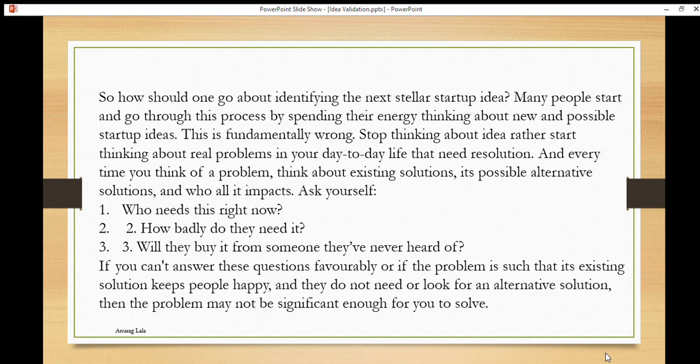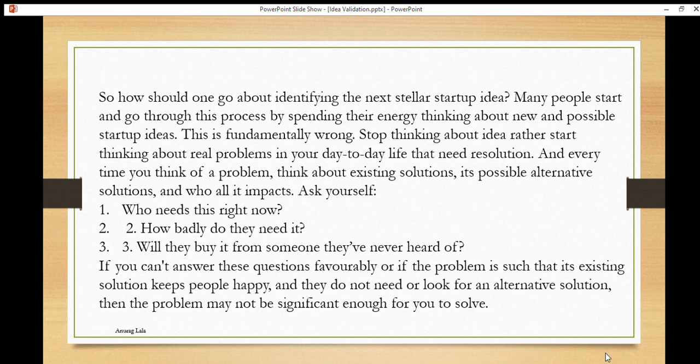The next slide: how should one go about identifying the next startup idea? Many people go through the process by spending their energy thinking about new and possible startup ideas. Many new entrepreneurs search on Google for best startup ideas, best entrepreneur ideas, but it is wrong. You have to search for the best problems. What are the most crucial problems that people are facing? You have to identify the problem and make your products or services so that the problem can be easily solved, and you are also gaining money, and this has some sort of opportunity for business. That gap must have some business opportunity.